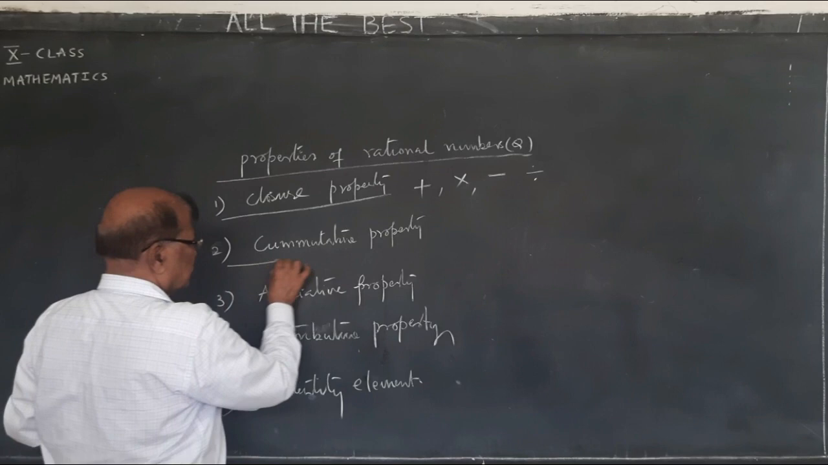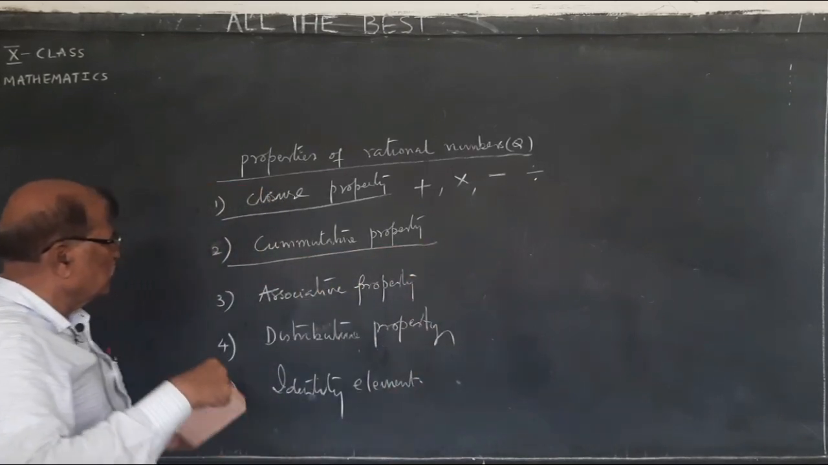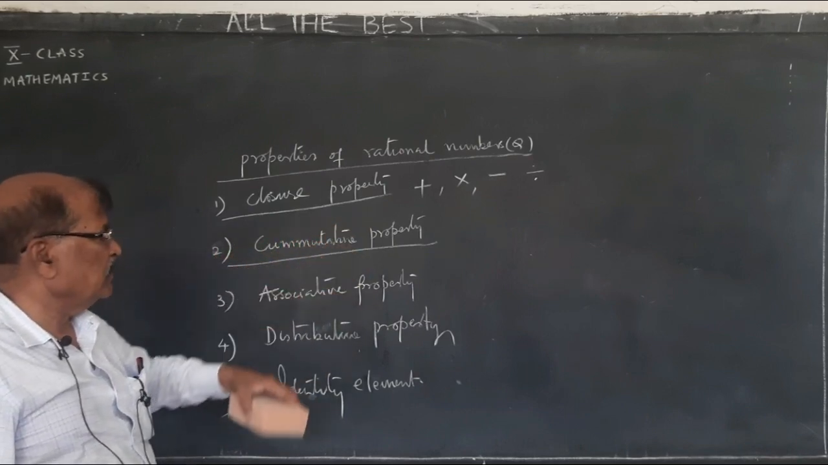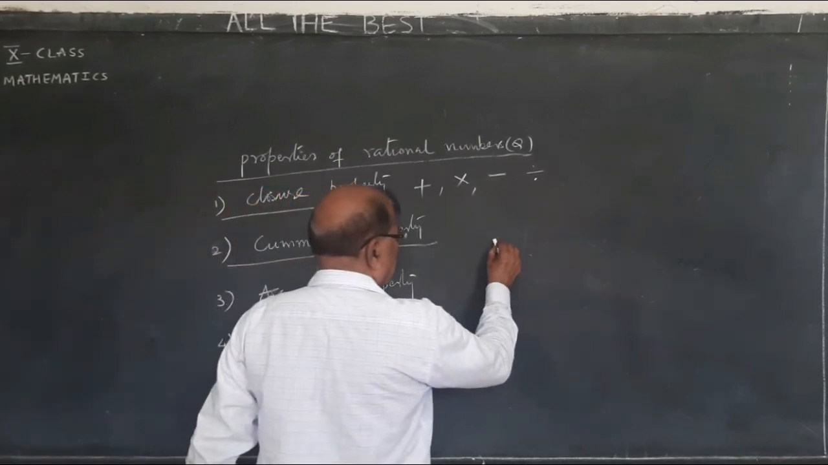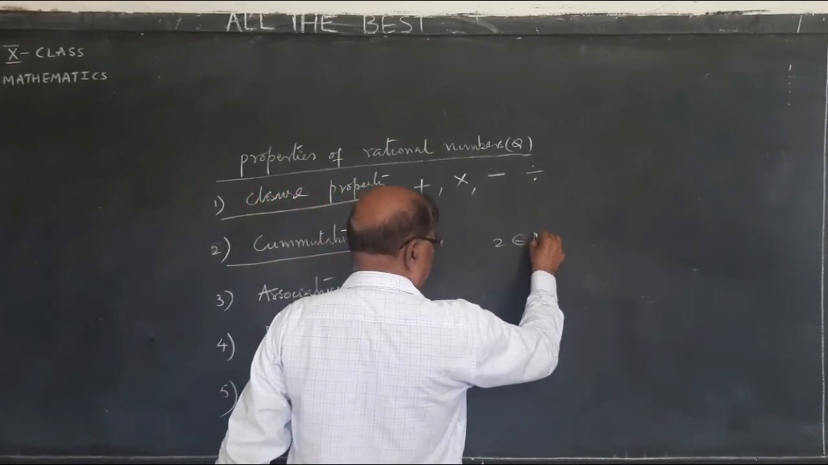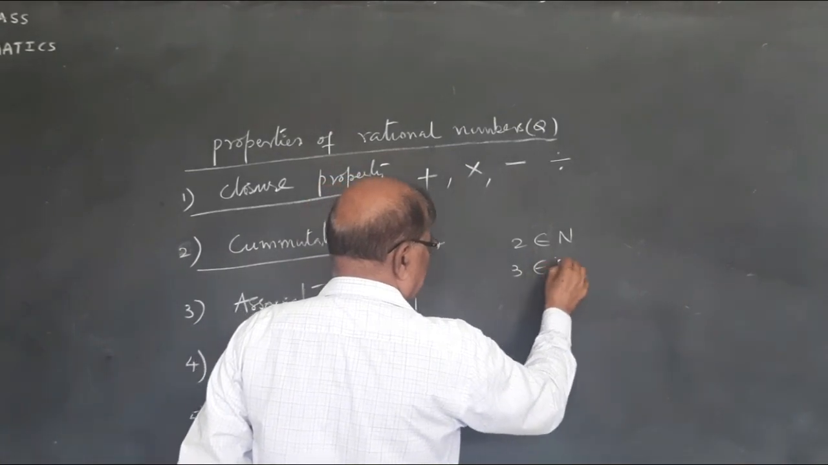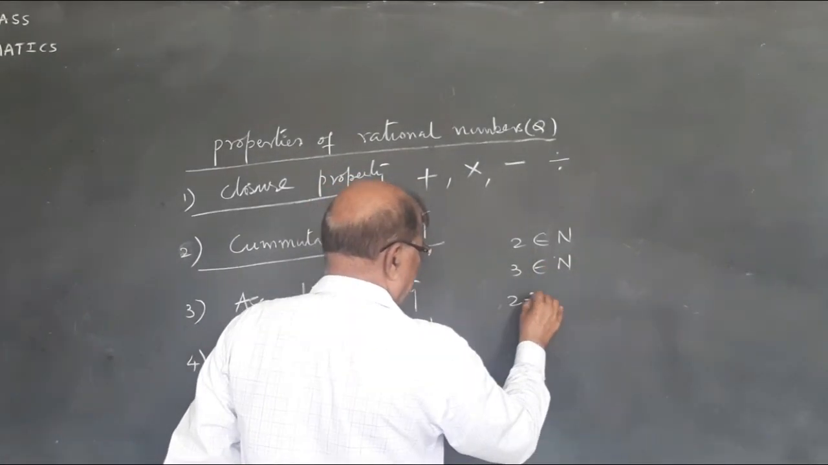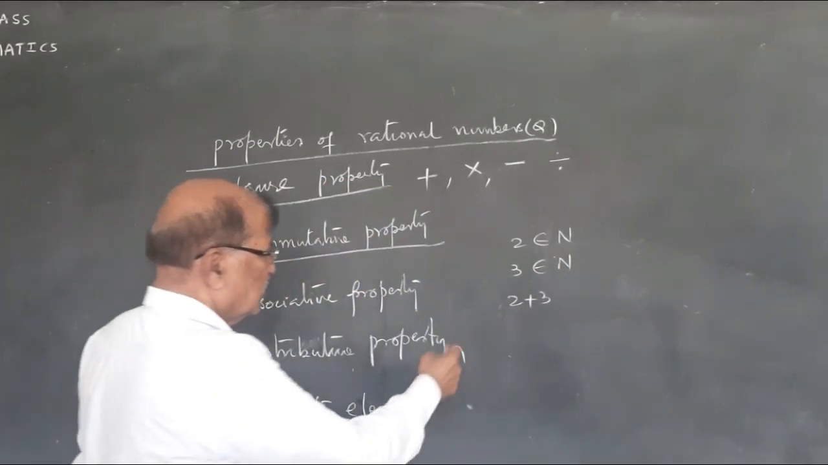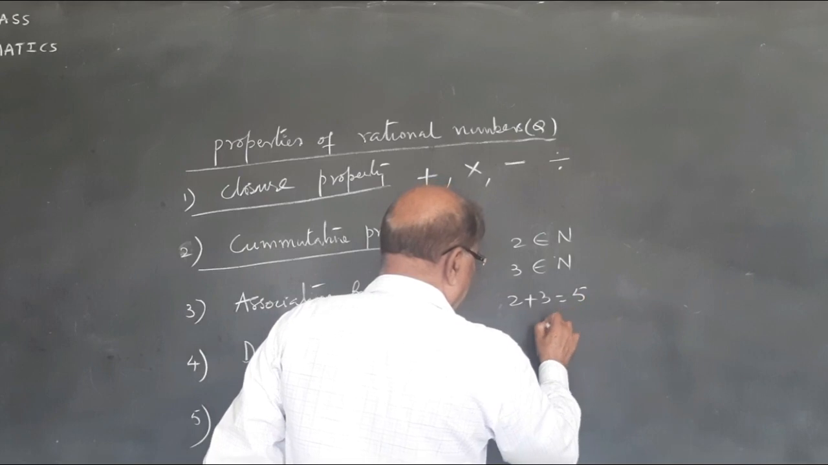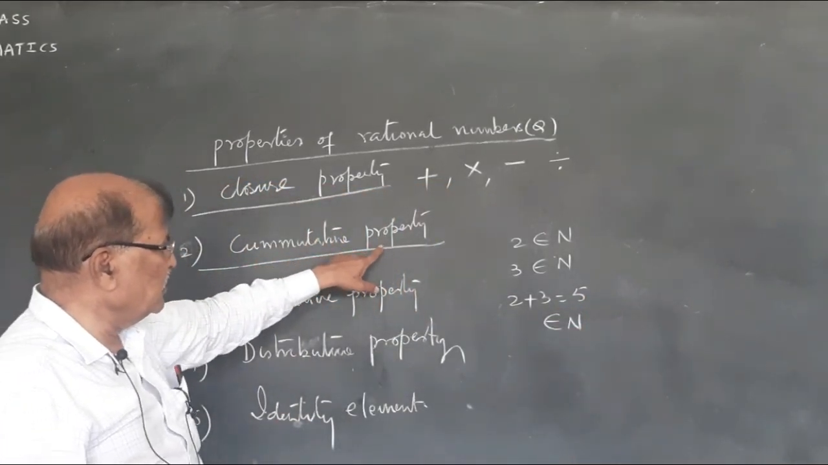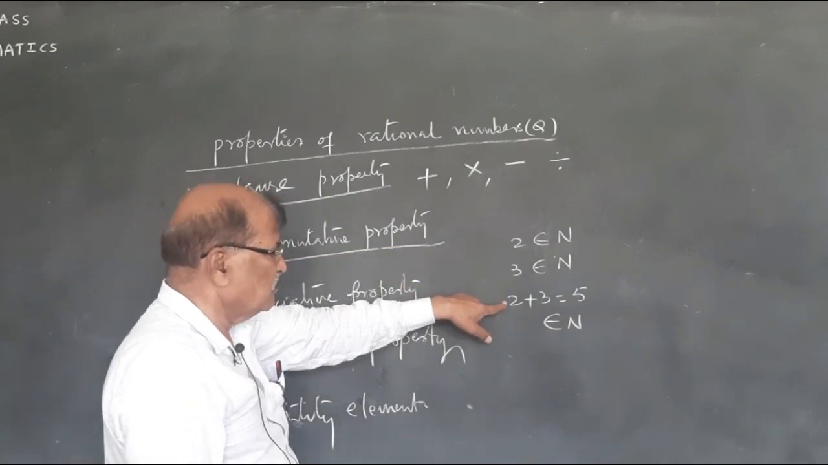commutative property. So I want to go back to natural numbers about this commutative property. For example, 2 belongs to, say, the set of natural numbers, 3 belongs to the set of natural numbers. If 2 plus 3, the result is 5. 5 also belongs to the set of natural numbers. So commutative property holds good in the set of natural numbers.